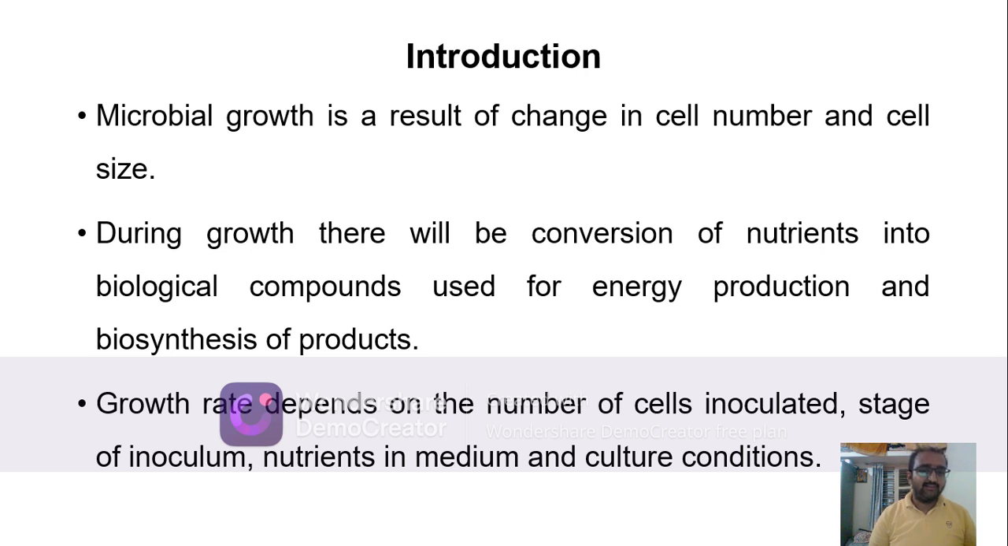The growth rate depends on the number of cells inoculated, the stage of the inoculum, the nutrients present in the medium and the culture conditions. The nutrients, as I have already discussed, are macronutrients and micronutrients, and the culture conditions are basically temperature, pH and agitation required for culture growth.